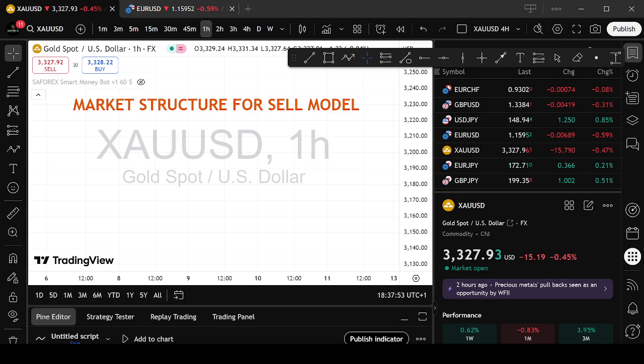What is a sell model in market structure? A sell model refers to a bearish market structure where the price is consistently going lower.